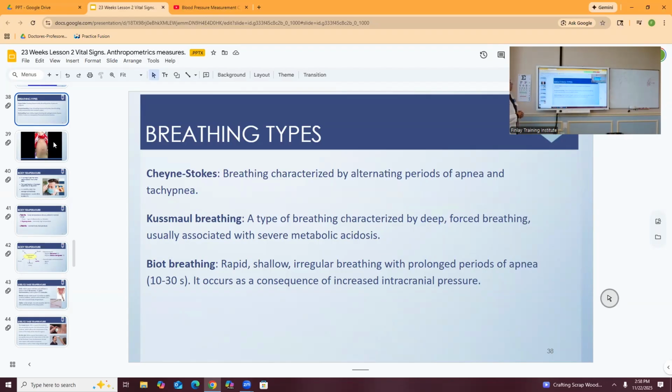The Biot breathing is a rapid, shallow, and irregular breathing. And in here, there's going to be periods of apnea that are going to be more prolonged, okay? And this can be because of any intracranial pressure. So the Biot breathing we're going to see in patients that have been in an accident, for example, a car accident, where they hit the head, or kids that fell and hit the head and have intracranial pressure going on. Okay, so there's going to be rapid, shallow, irregular breathing and prolonged apnea.